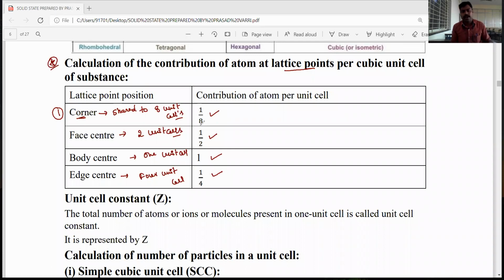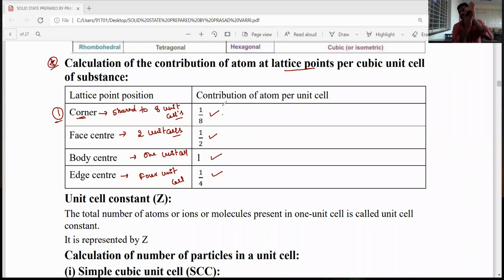Now I will explain once again, dear students, how much of one particular atom belongs to one unit cell in a space lattice or crystal lattice of a substance. For example, if the lattice point position is at a corner, that corner is shared with 7 other unit cells. Then a total of 8 unit cells are connected at one corner. Now, if an atom is present at that corner, the part belonging to each unit cell is 1/8.